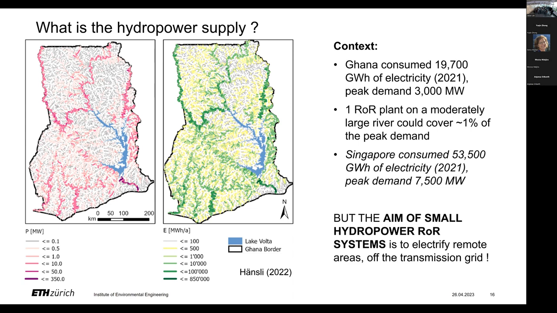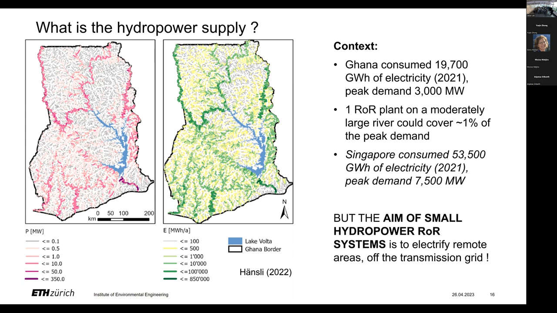So that's kind of a big difference. But these are not the kinds of numbers we should be aiming to address with small hydropower, right? We have to remember here, one run-of-river hydropower plant can maybe cover 1% of the peak power. You're not going to solve the problem of countrywide power supply with small hydropower. But the aim of small hydropower systems is to electrify remote areas off the transmission grid. This is what I want to stress now. So this is one part of the answer.